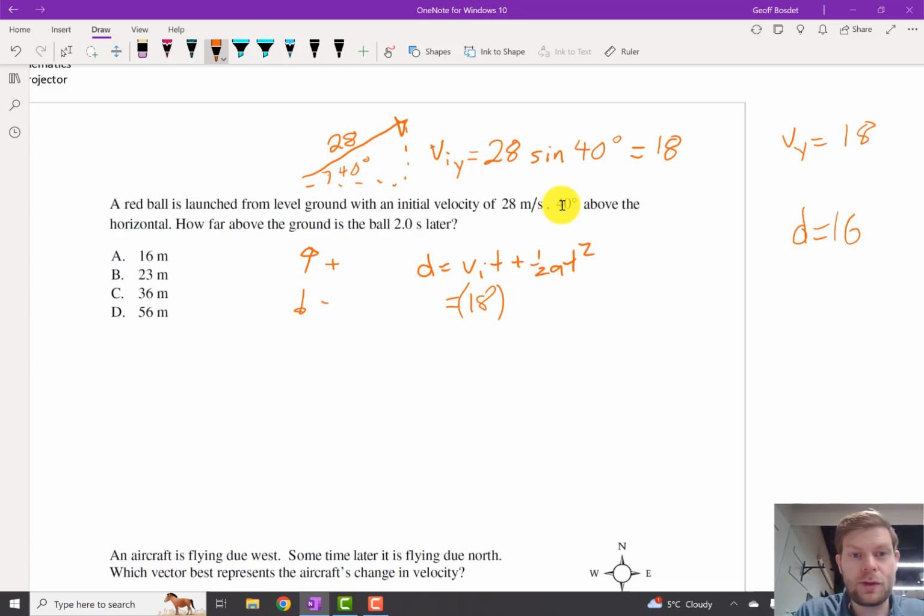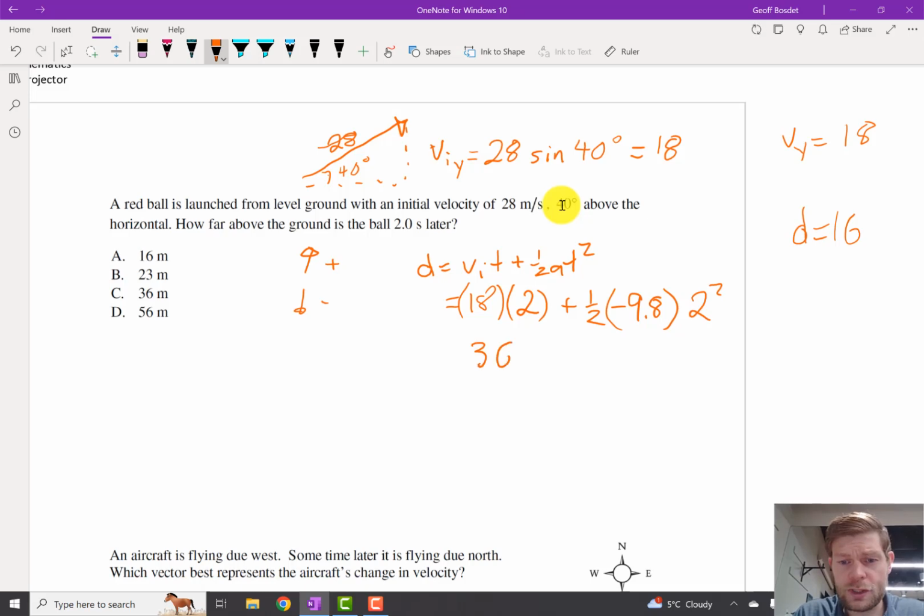And then after we've done that, we will never use this again. We only care about the components. The components are the important part for the solving. And so then we'll just plug it into the formula. It's 2 seconds later, and then plus 1/2. We'll make it negative 9.8 because we made down negative, times 2 squared.